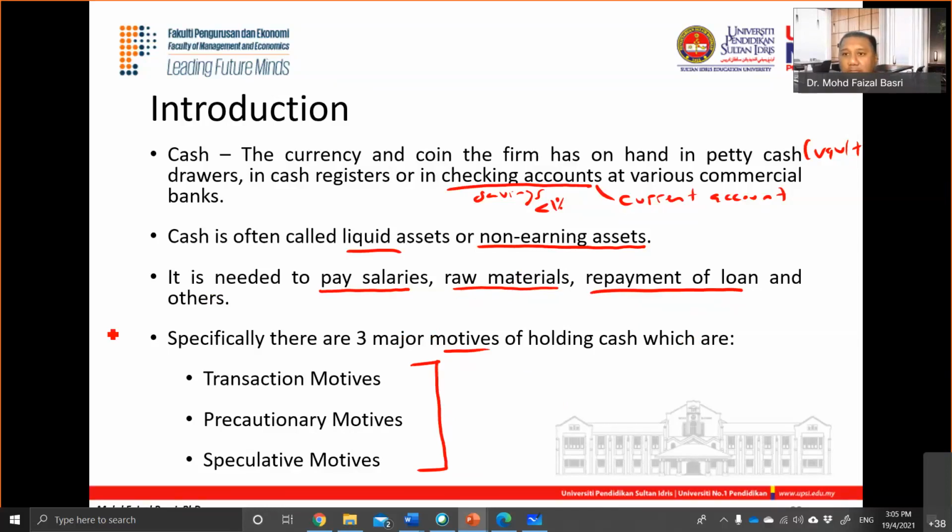Number one, transaction motive. Okay, transaction motive basically means for day-to-day operations.